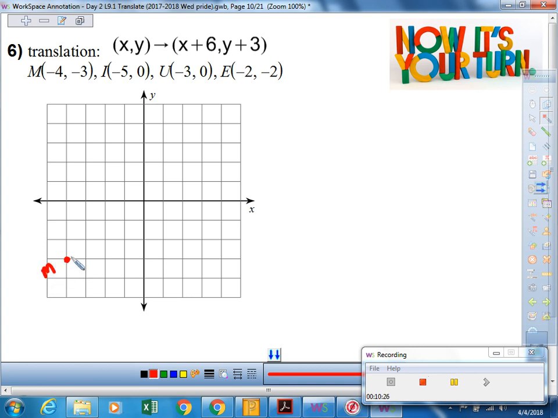-4, -3 is right here. -5, 0. -3, 0. -2, -2. This is your pre-image. Should look like this.